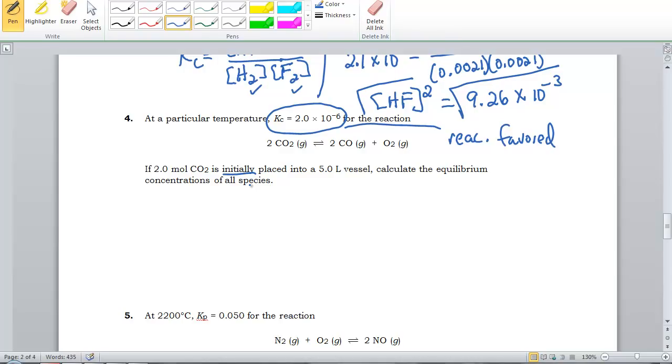So this one, we're starting off with initial amounts. We are certainly not at equilibrium. So these problems are significantly more difficult than the ones we've looked at so far, because we can't just plug into our equilibrium constant expression because we're not at equilibrium yet. Okay, so make sure you notice that. So this is going to take more work.